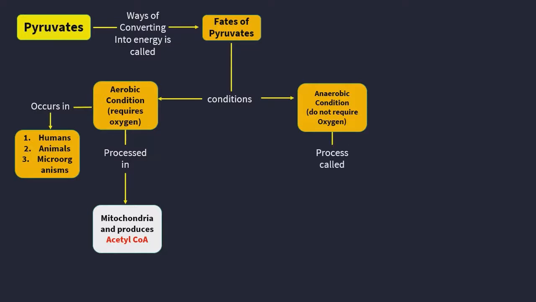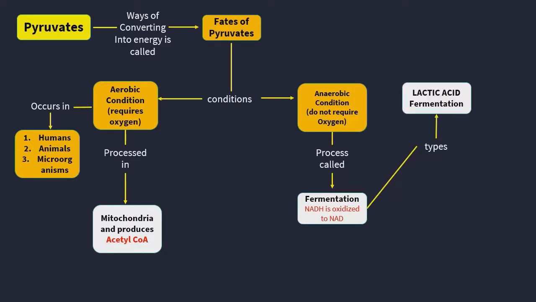And so what is the process called in this step? It's called fermentation. Fermentation is generally a term used to describe the conversion of NADH that is reduced into NAD. Are there different types of fermentation? Well, the different types are, first, lactic acid fermentation. When we speak of lactic acid fermentation, this occurs in the muscles of animals, including humans.